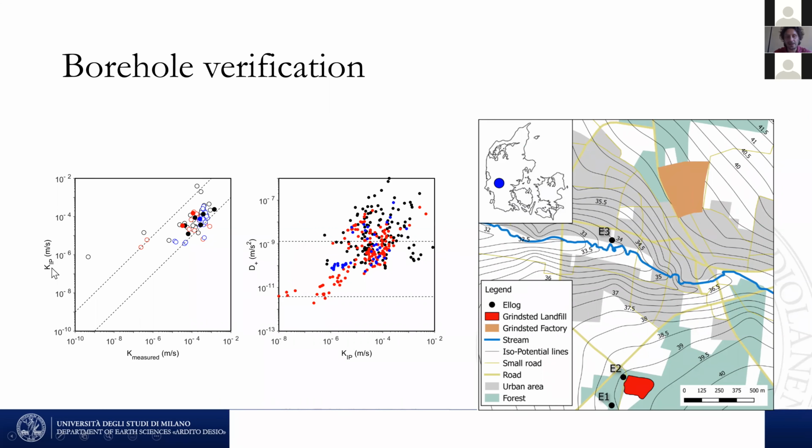This is for the same type of data, the link between D plus, the diffusion coefficient in the Stern layer, and the K evaluated by IP. And again, this D plus value that we do estimate goes in the range that was predicted by Revil. So also this kind of parameter looks like it makes sense.